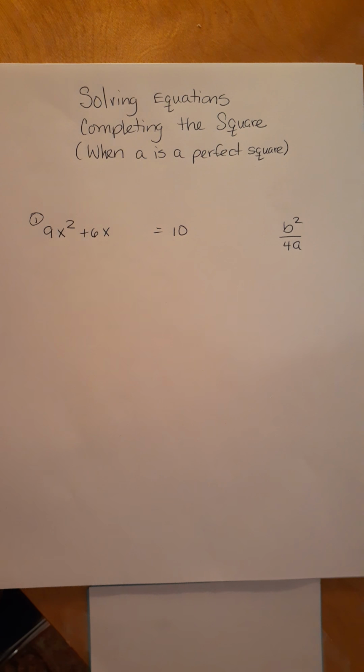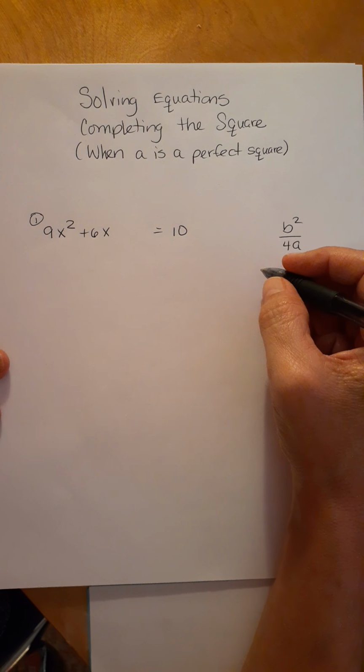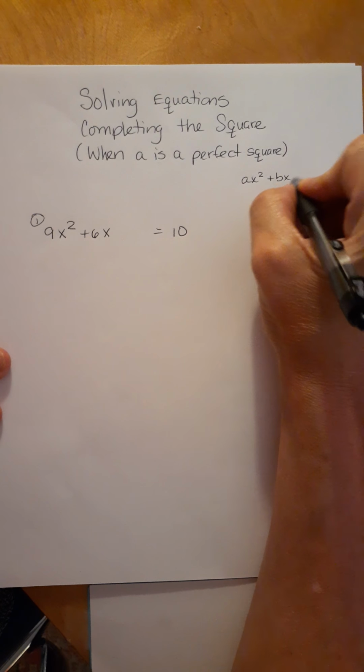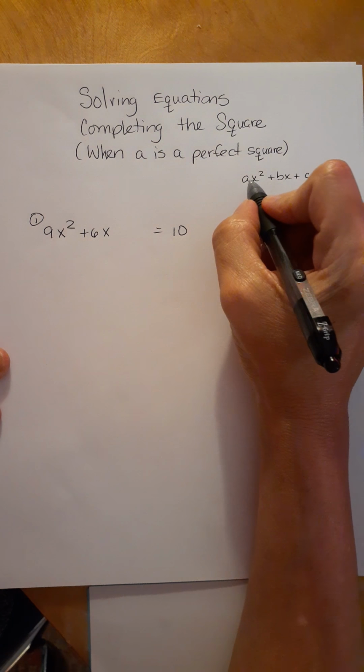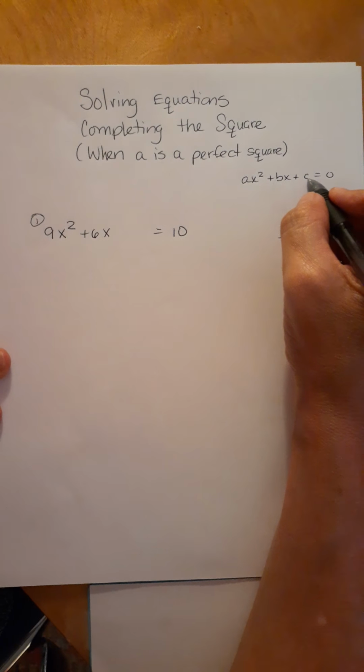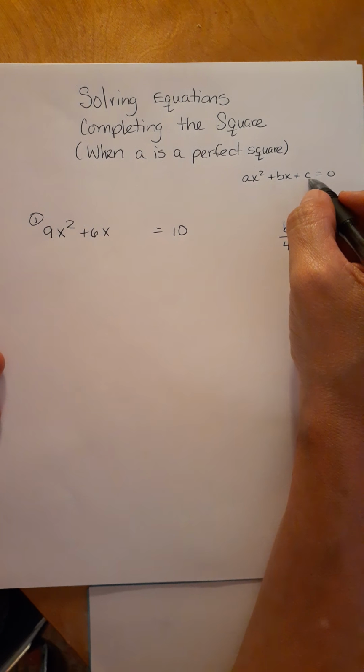So now we're going to work on solving quadratic equations by completing the square when A is a perfect square. Let's review again what A actually is. When you have a quadratic equation, let's put it in standard form: ax squared plus bx plus c equals 0. The leading coefficient is a. The coefficient of the second term is b, and the constant at the back is c.